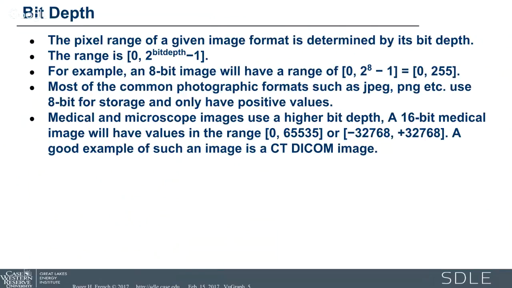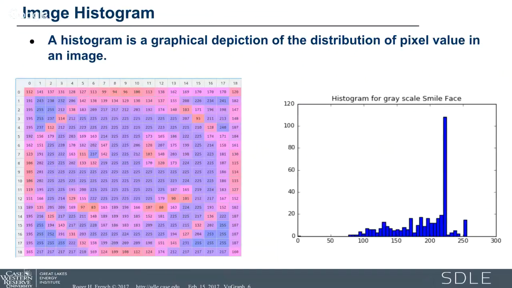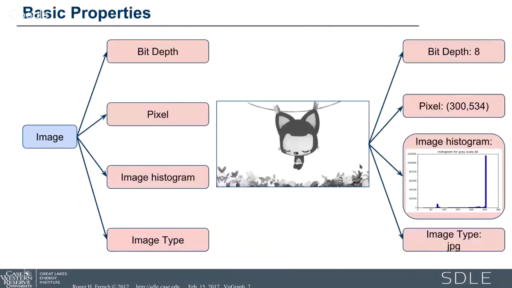And since now we know the range, the next question is, what's the distribution of the intensity values? This question is answered by the histogram. The x-axis is the intensity value, and the y-axis is the frequency. So the histogram will tell us the distribution of the intensity values. And now, if I get an image, there are first 4 parameters I need to know. What's the bit depth, how many pixels it has, the image histogram, and the image type.